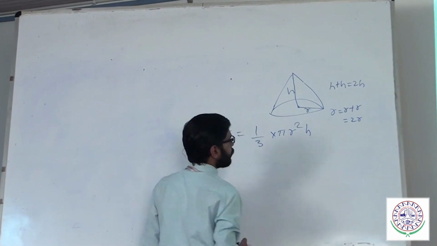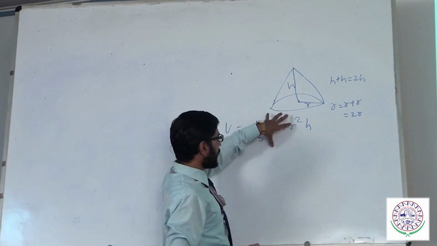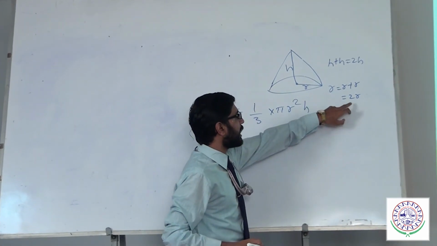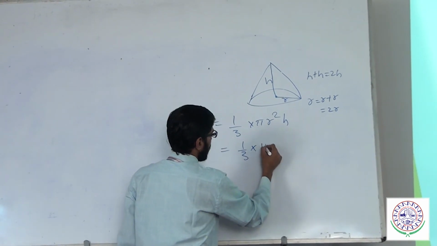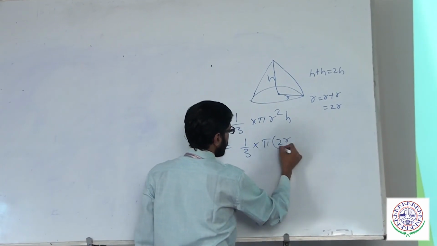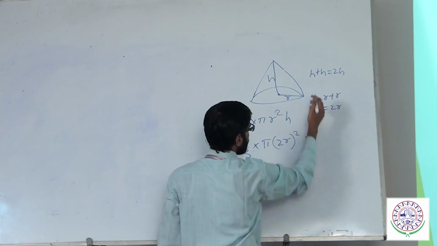So this is the formula what we know. So this is the actual formula, but what is our r? Our r is 2r. So if we substitute this value 1 by 3 into pi, r is 2r, 2r the whole square into h. So h is 2h.